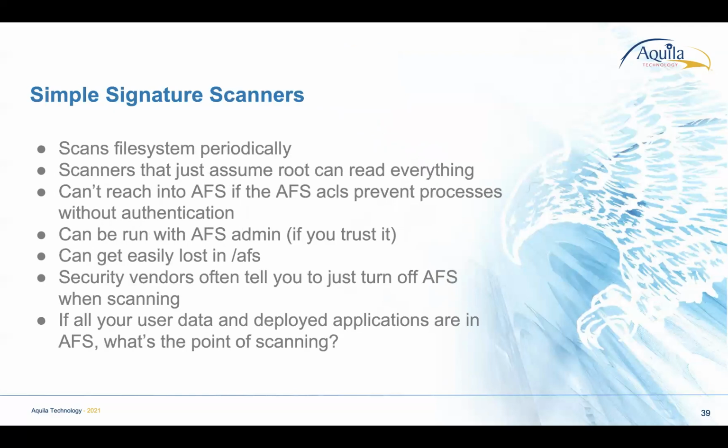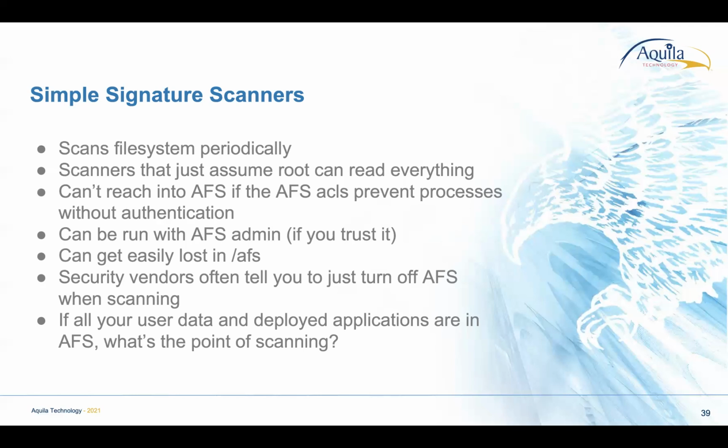So as I was talking about, there are simple signature scanners. Basically, they just go through the file system and look at stuff. They assume that they're going to be running as root, and they can read everything. Obviously, if they're trying to go into AFS and there are AFS ACLs that prevent access, they won't be able to scan anything. You can always run it with AFS admin if you trust that, or give it AFS tokens. A lot of this software doesn't know what AFS is, and it can get lost in AFS, scanning some other person's cell. So make sure that if you're using it, you point it at your particular cell.